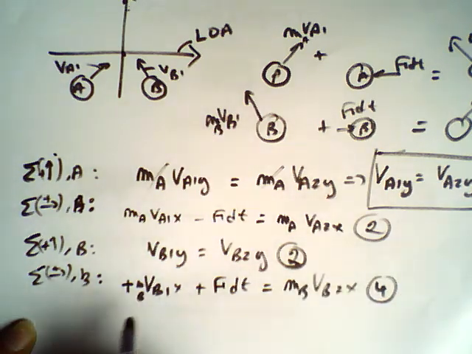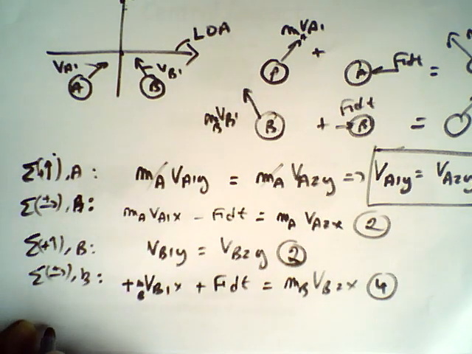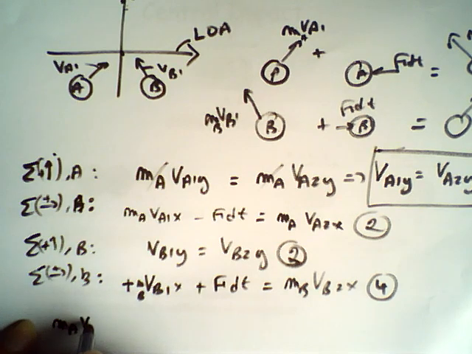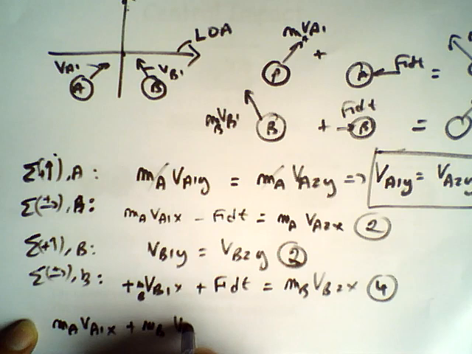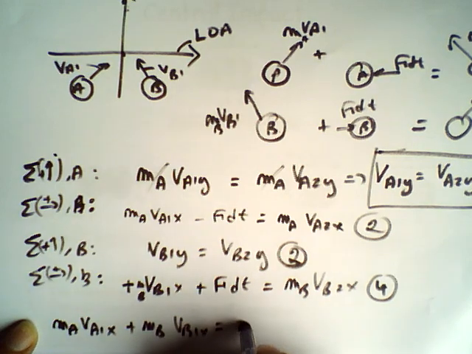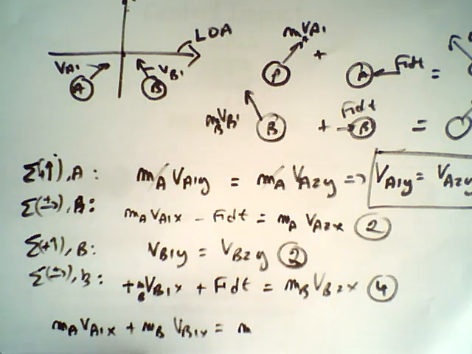If I sum 2 and 4, FDT will cancel out. Then I'm going to end up with MA VA1X plus MB VB1X is going to be equal to, and if you remember, this is the equation that we had on 2 balls earlier.